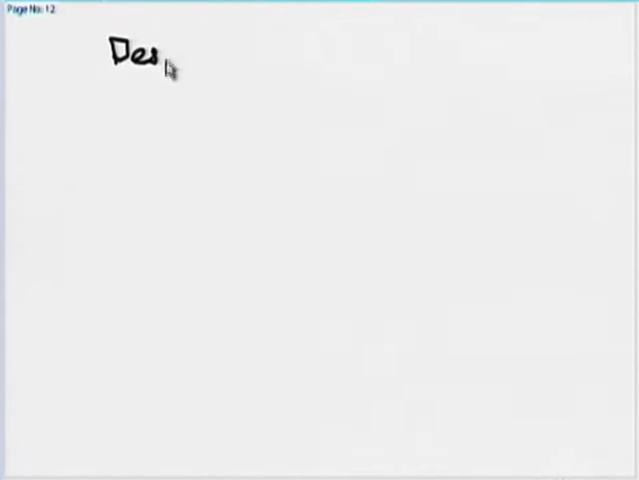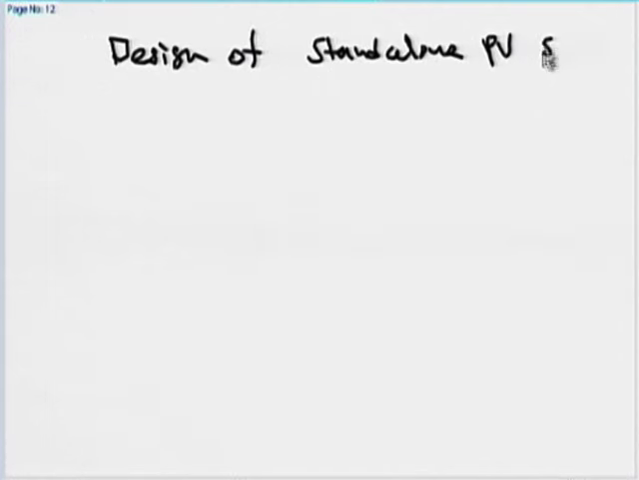Got it? So when you are saying the design of a PV system, it means we are actually specifying the ratings and the arrangement of each and every component in a PV system. And we are going to look at the design of a standalone PV system, okay. Standalone means it is not connected to any other source, PV is the only source of energy.